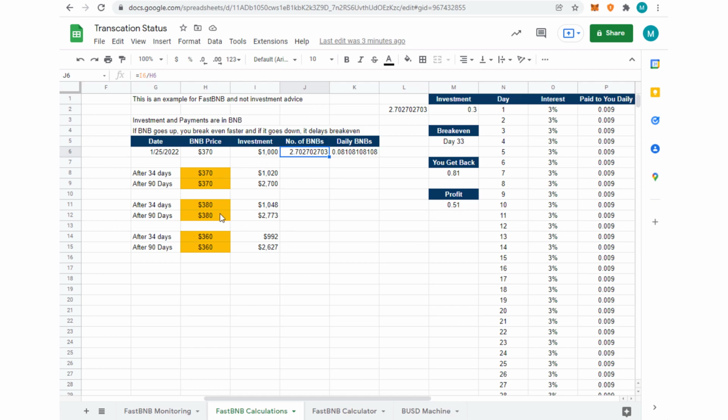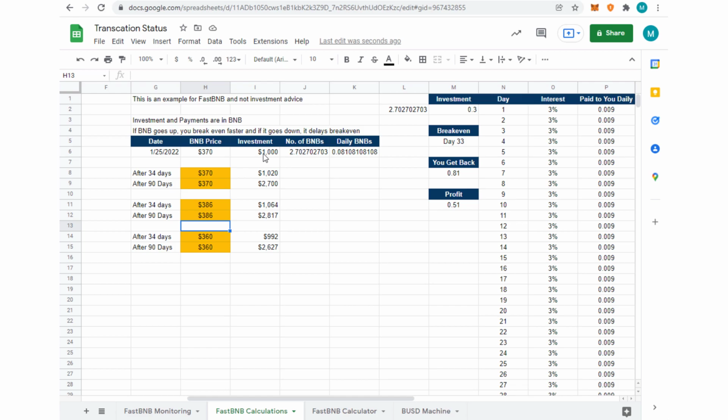So in fact, this is probably a good example I had done previously. So what we said at day 34, if the price stays the same, right, 370, you get $1,020. And if all the 90 days it stays the same, you get 2,700. But if the price goes up to 380, in this case it was 386 right now, you're going to get 1,064, and you're going to get about 2,800. So you're getting about $117 more from the one you bought.